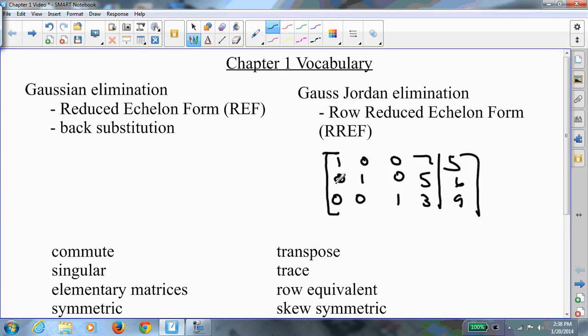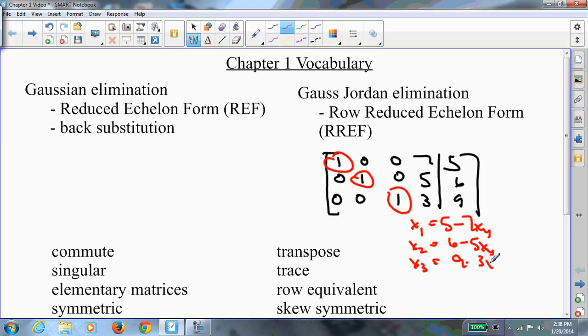So leading ones are here, here, and here. And notice to the left, below, and above the leading ones are zeros. And so we can actually read our solution off of this. It would be something like x1 equals 5 minus 7x4, x2 equals 6 minus 5 x sub 4, and x sub 3 equals 9 minus 3 x sub 4.